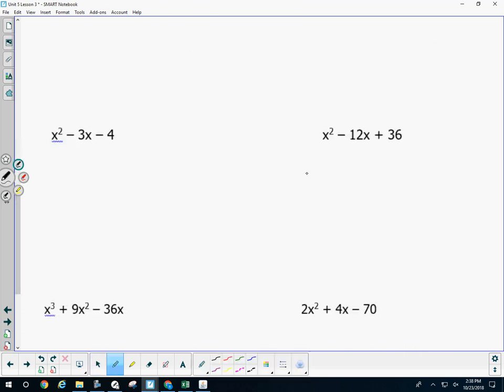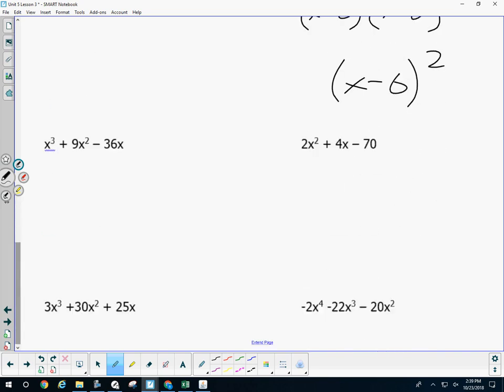What about this one right here? X squared minus 12x plus 36. Negative 6 and negative 6. Very good. Guess what? I can write this as x minus 6 squared.